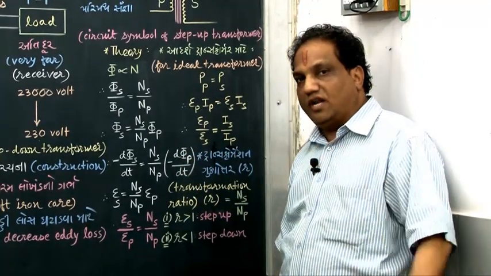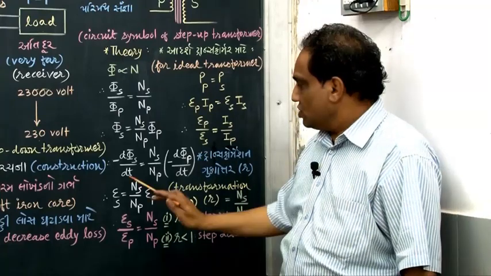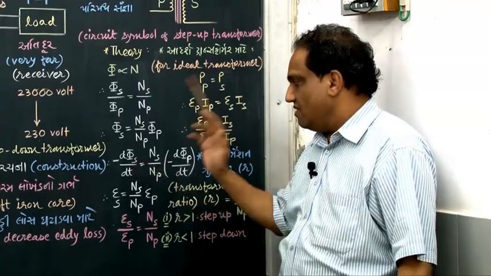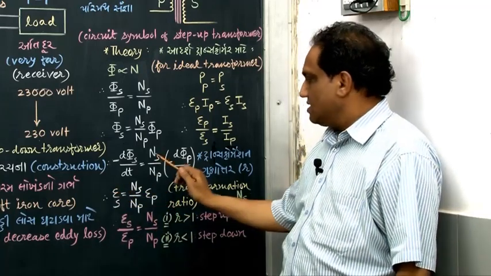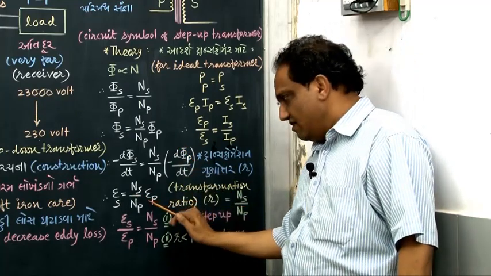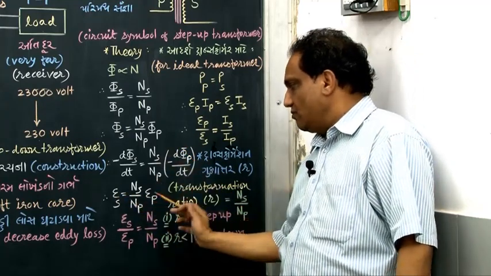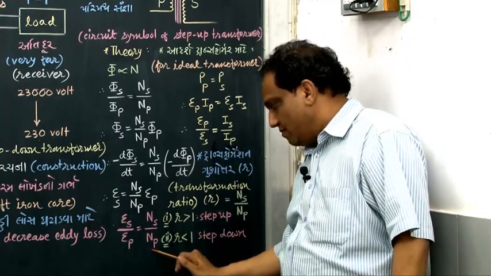According to Faraday's law of electromagnetic induction, you know E equals minus d phi by dt. So this minus d phi_s upon dt will give you E_s, that is voltage in the secondary, n_s upon n_p as it is, and this will give you voltage in the primary. Fine. Find out E_s upon E_p. It would be n_s upon n_p.